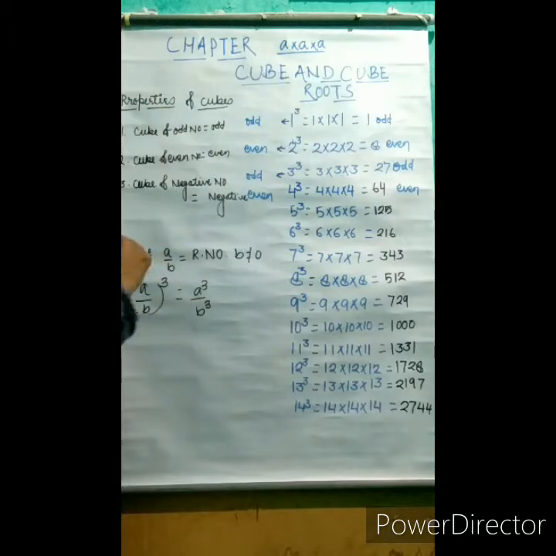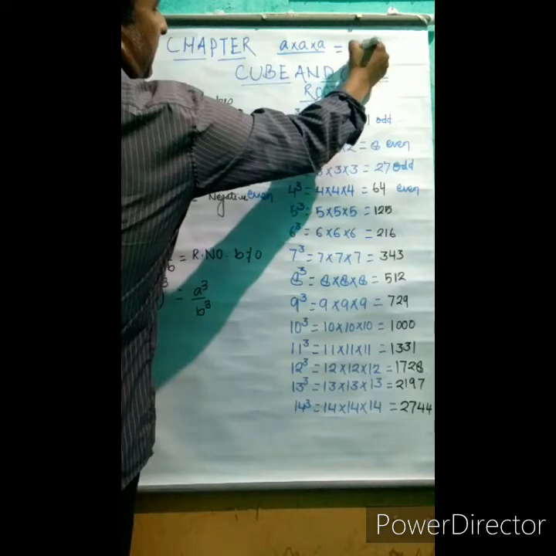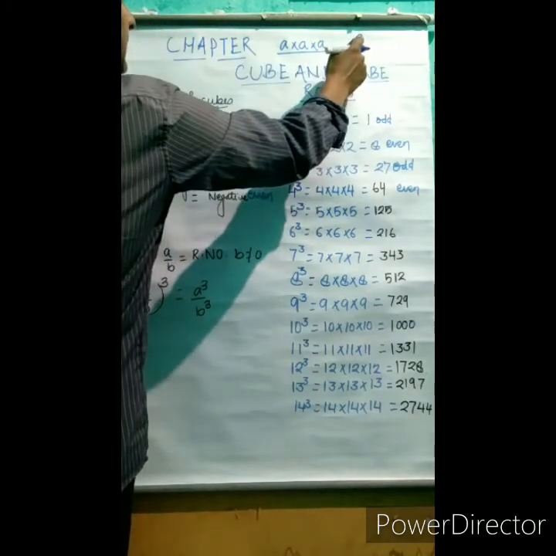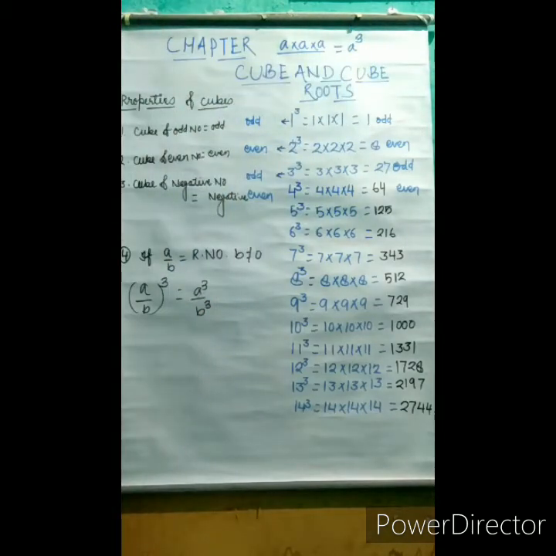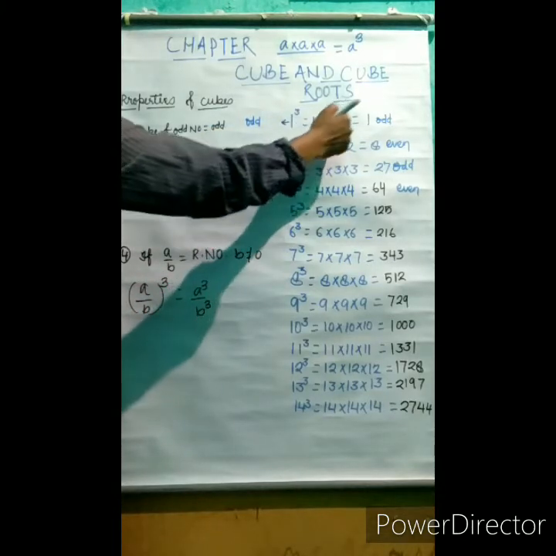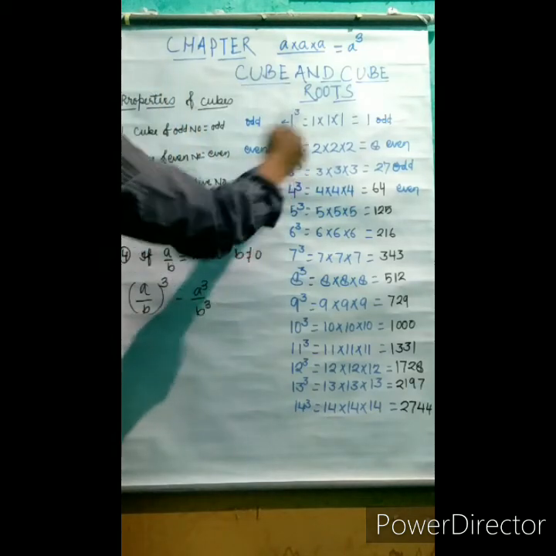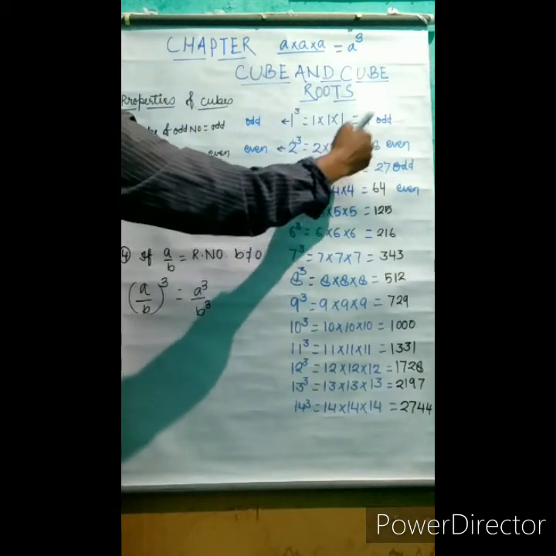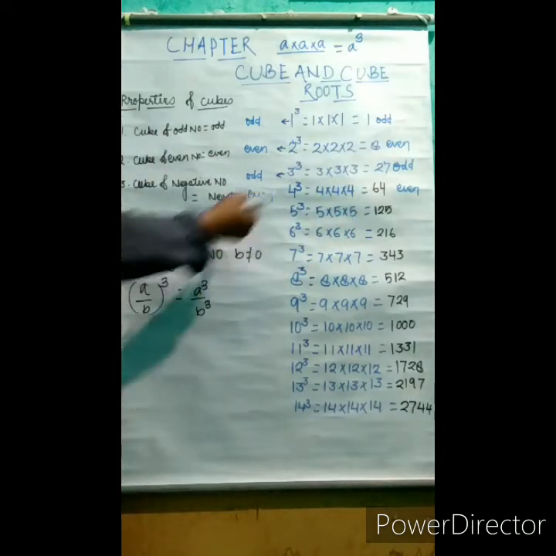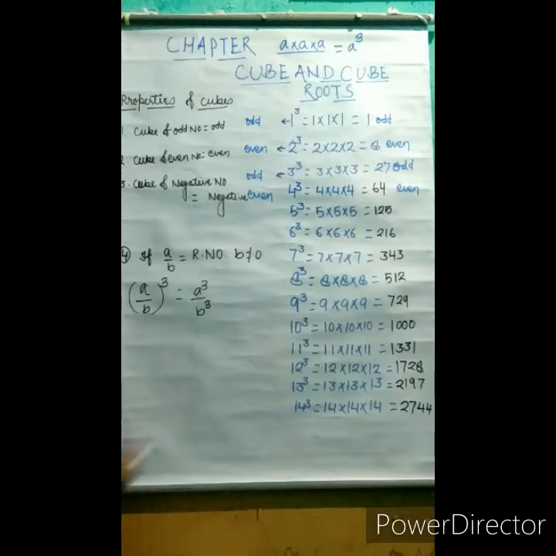A number multiplied three times is called a cube, or we can write it as a number raised to the power 3, because A is multiplied three times, so we can write A raised to power 3. Here I have written some cubes. One cube means 1 multiplied 3 times, so it is 1. 2 raised to power 3 is 2 into 2 into 2, which is equal to 8. 3 raised to power 3 is 3 into 3 into 3, which is equal to 27.